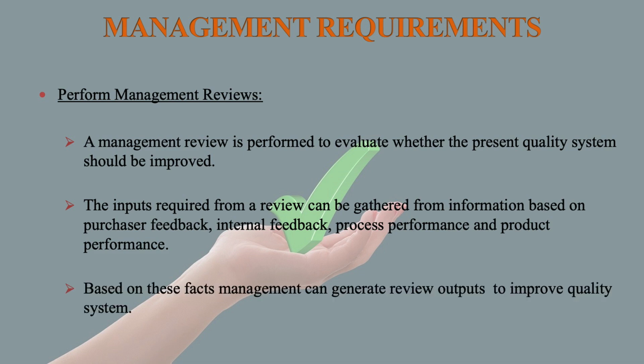Based on these facts, management can generate review outputs to improve the quality system. If a quality system is implemented, a review is required from time to time. Some time after 1 month or 3 months, one has to review the process. Only then can one know about the performance of a product, a process, or the quality system. This is the performance management review system.